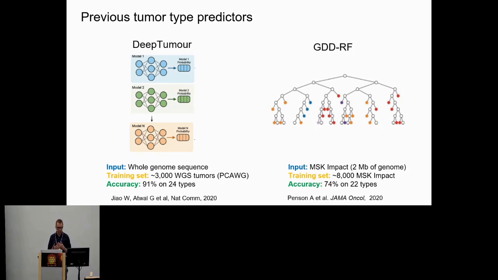So what Madison then saw and set out to do was to try to make something that could achieve the classification accuracy of DeepTumor, but on an assay that's routinely deployed in the clinic.